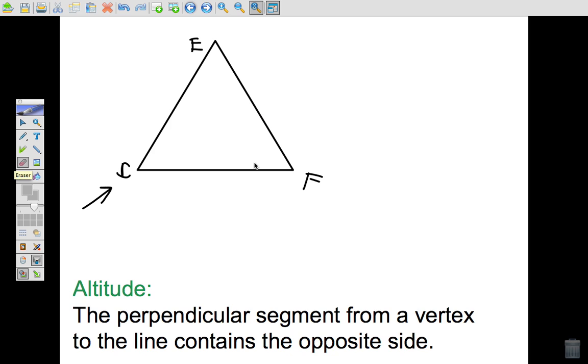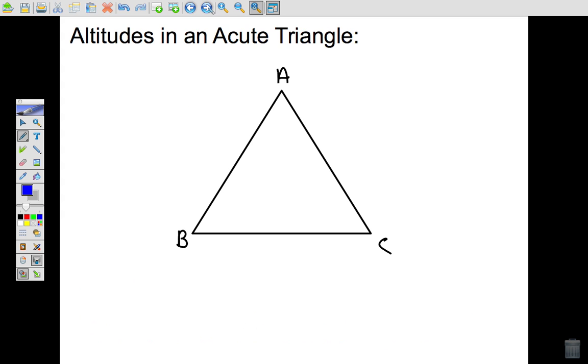Let me give you one more example. How about from vertex F? I want to draw a segment from vertex F such that it's perpendicular to the opposite side. That is an altitude. Now, could I have a situation where a segment from a vertex is both a median, meaning it hits the midpoint, and it's perpendicular to the opposite side? Sure, you could have that case. Now, in this section, we do go into a little bit more detail with altitudes, and you'll want to make sure you have this in your notes.